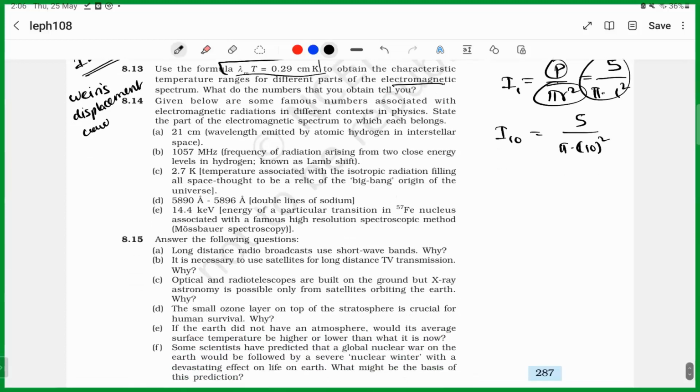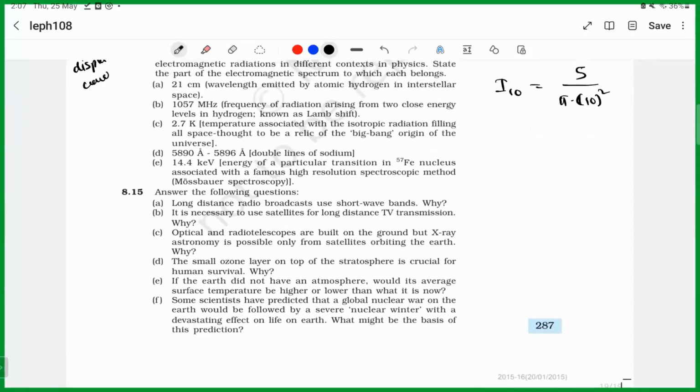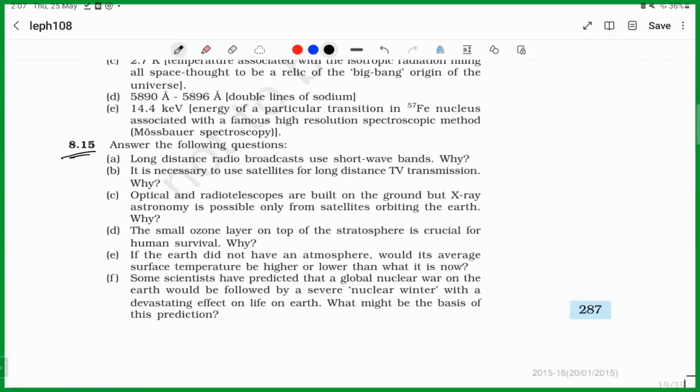Okay. So given below are some famous numbers associated with electromagnetic radiations in different contexts in physics. State the part of the electromagnetic spectrum to which each belongs. Well, you can just go back to the textbook and refer. You just need to look at the table with the corresponding frequency and the corresponding wavelength, and then look at which spectrum lies in what range. Similarly, the 15th question is also just a theoretical question that you can read up about in the textbook.